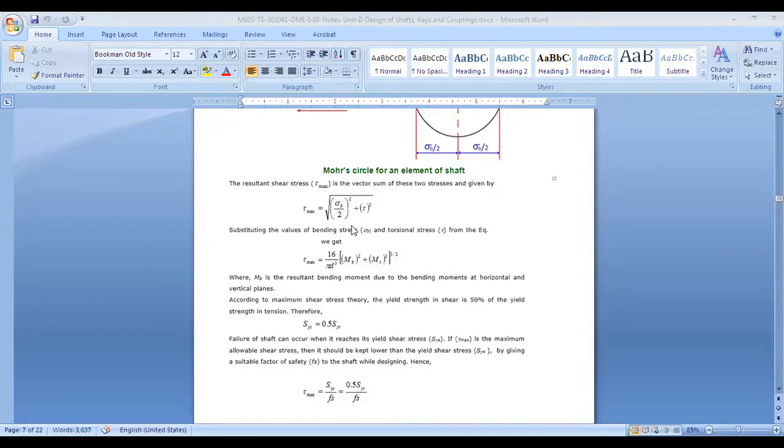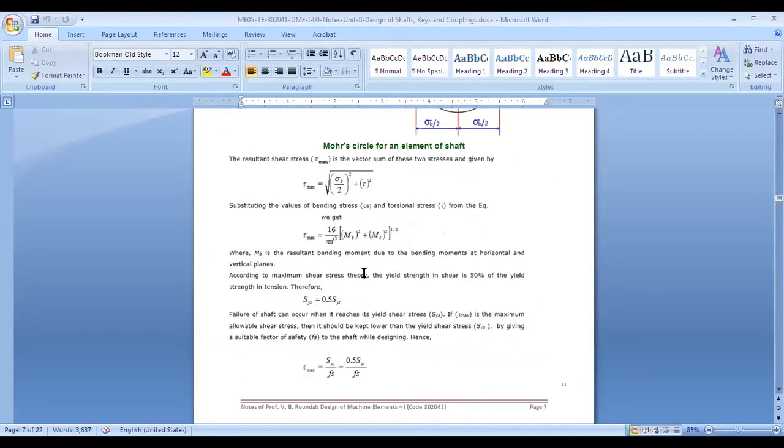Now how will we find the torque? If we know the power for the shaft, then we can use P is equal to 2 pi N T upon 60, where T is the torque, P is power, and N is rpm, the number of revolutions per minute. Using this equation we can find Mt. So we find the torque, the bending moment, and the allowable shear stress, and then we can calculate the diameter. This is the procedure for the design of the shaft.